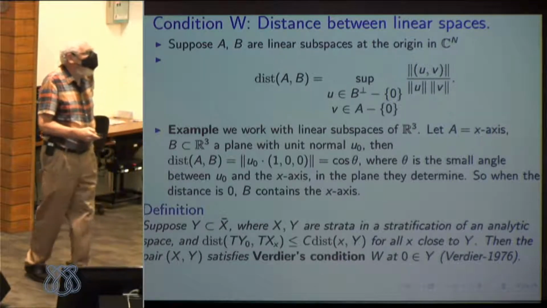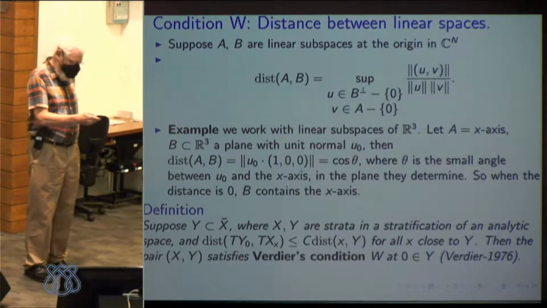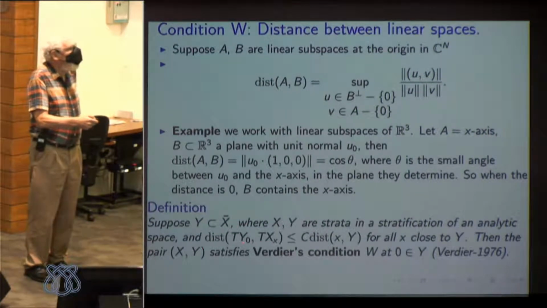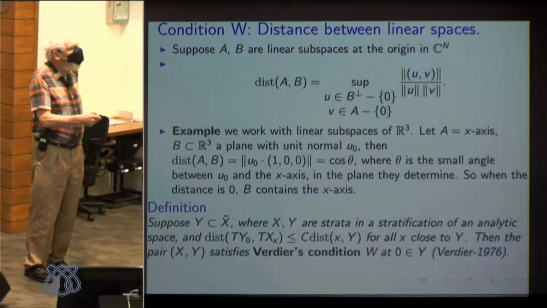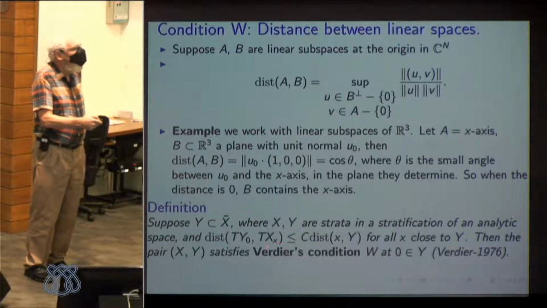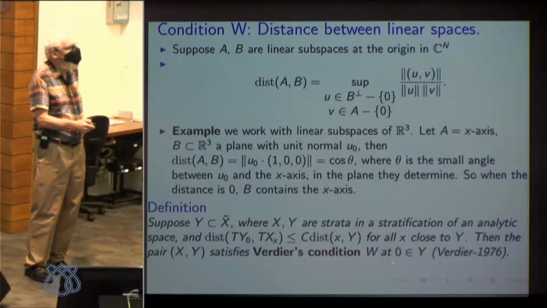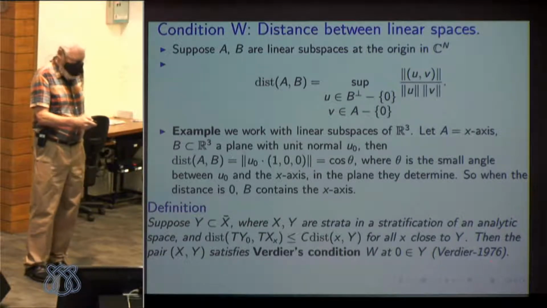So now we can define Verdier's condition W. Key points. The distance between the tangent space to the small stratum and the tangent spaces to the larger stratum has to be less than or equal to the distance from the point x to y. If this happens for all x close to y, then we say the pair x, y satisfies Verdier's condition W at 0. Verdier did this in '76.